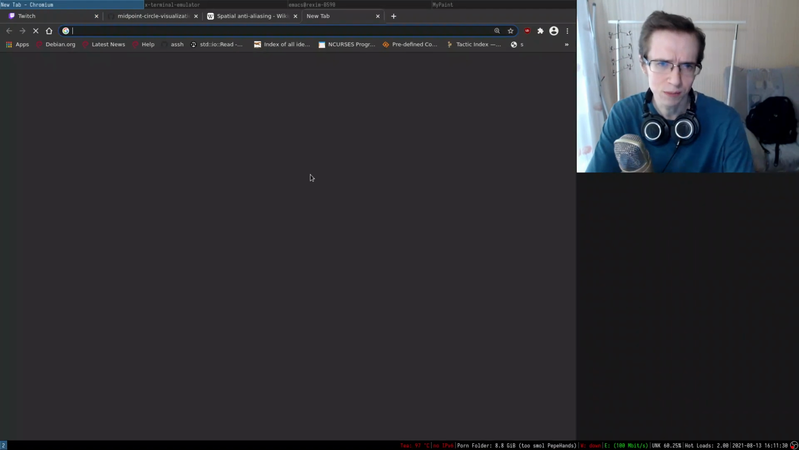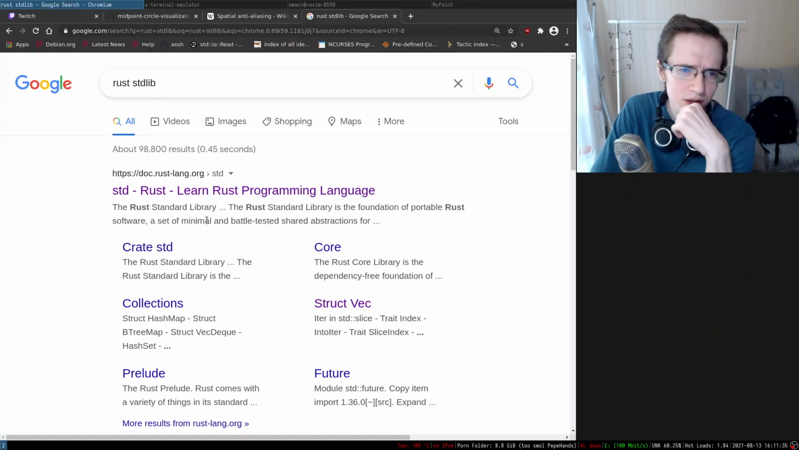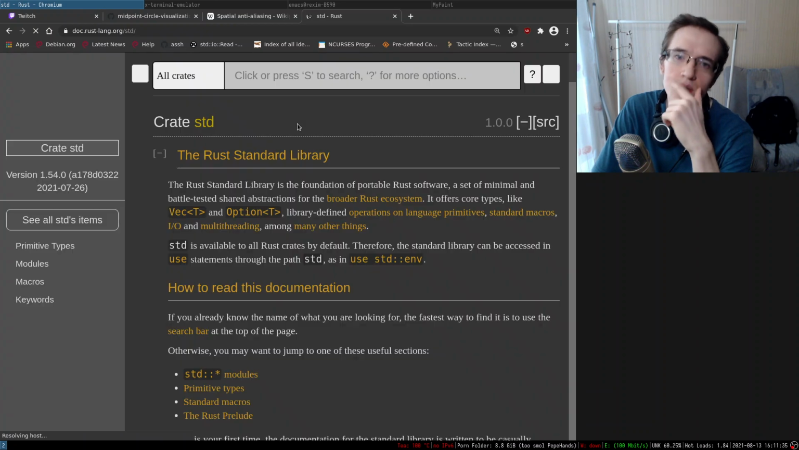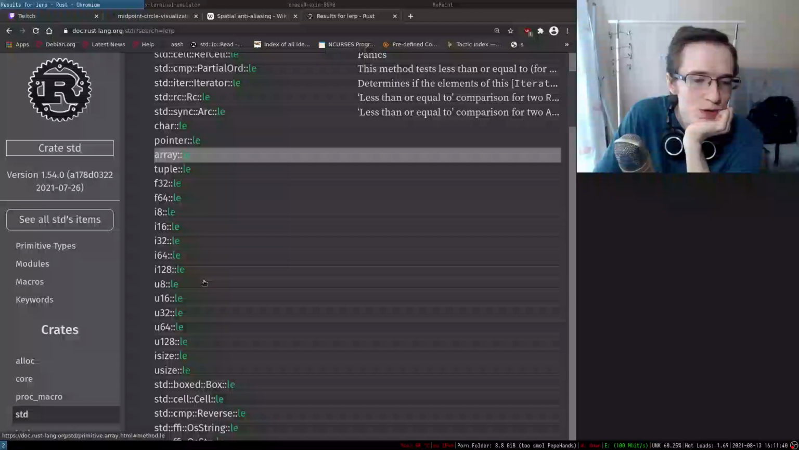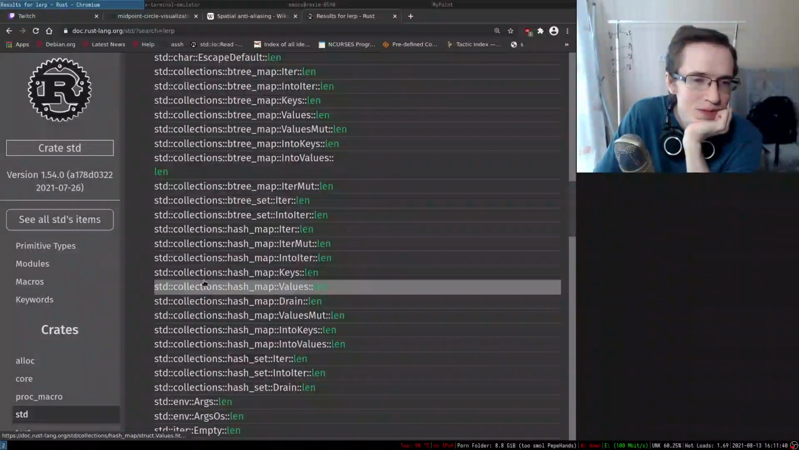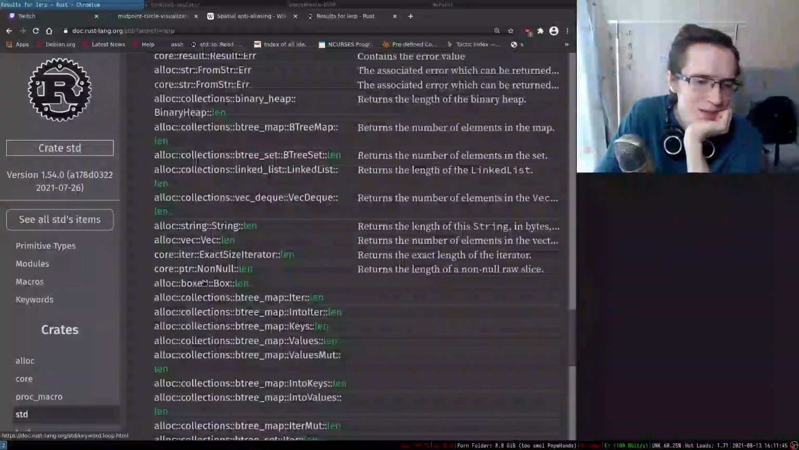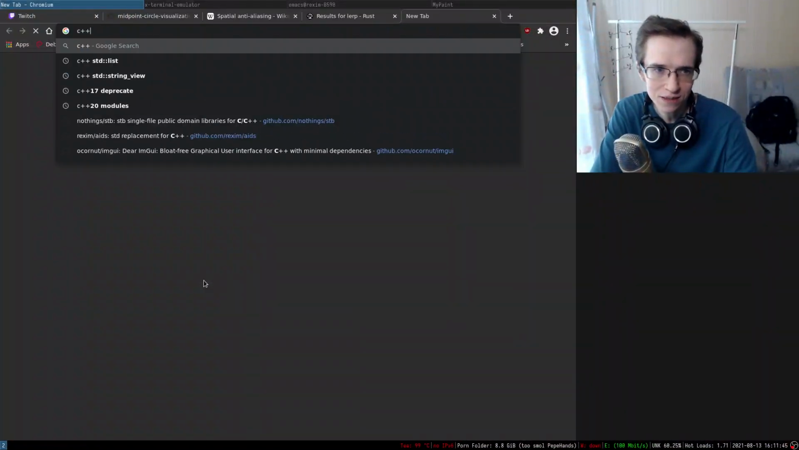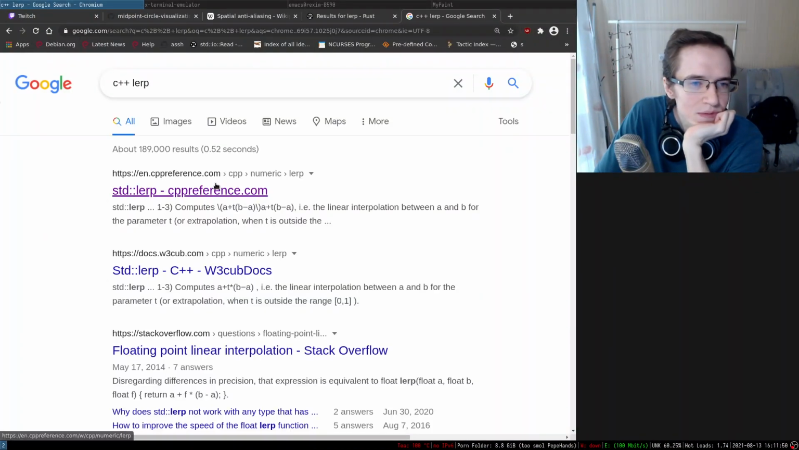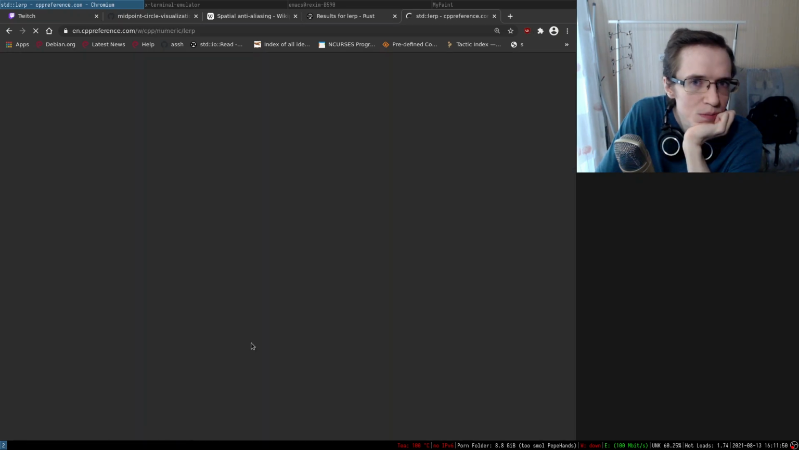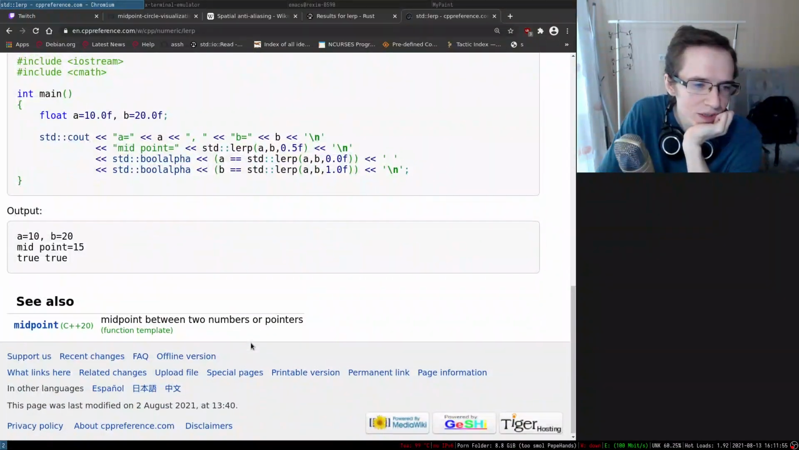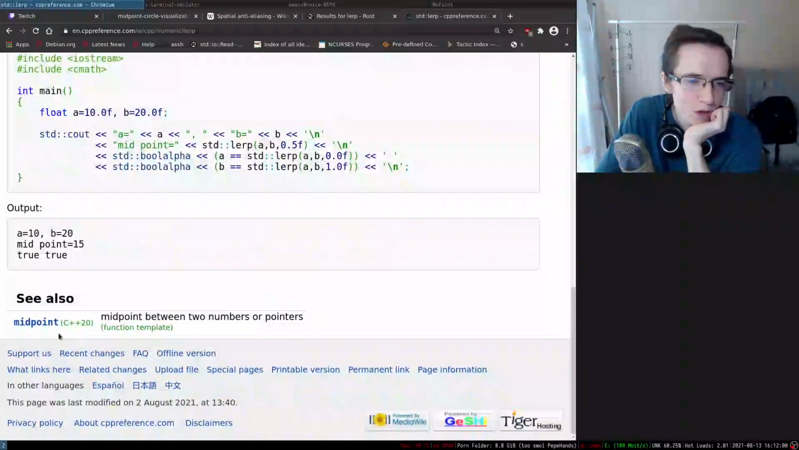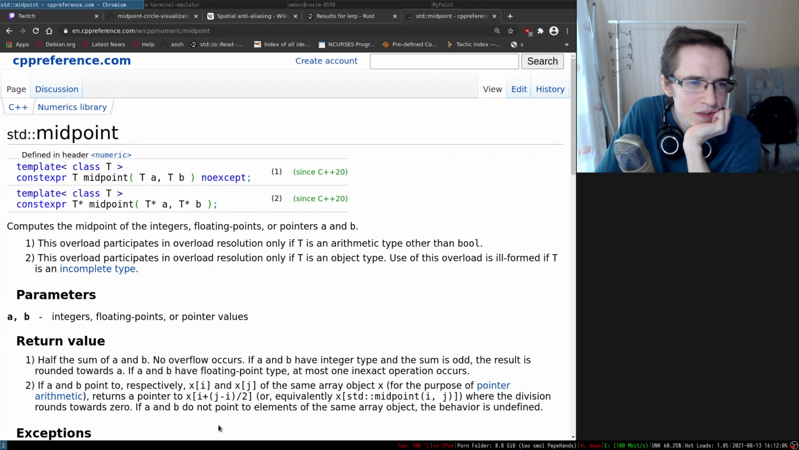Do we have a lerp in Rust, by the way? Rust stdlib, do you have lerp? Can you have a lerp in 2021? You don't have a lerp? Really? My god, even C++ has a lerp. Yes, even C++ has a lerp. And Rust doesn't have the lerp. There's also midpoint between two numbers or pointers.